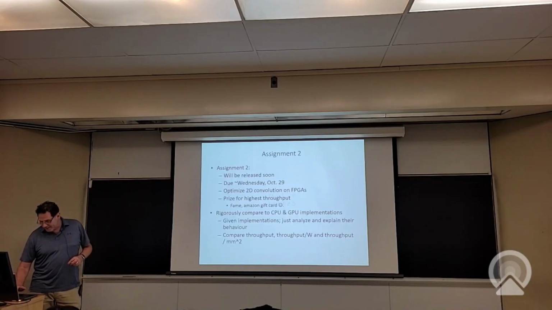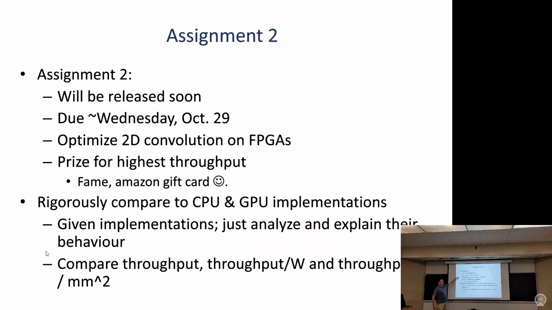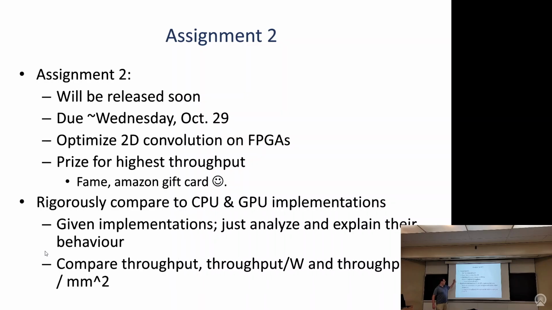Okay. So assignment 2 is going to be released soon, whenever I have fully verified everything. It'll be due basically 3 weeks from when I release it, so I'm hoping to release it tomorrow or Thursday. I'm going to talk a little bit about what it is. You're going to optimize two-dimensional convolution on FPGAs. It's going to be a bit like assignment 1. You'll use the same tools. It's a somewhat more complicated computation where there's a little more room for how you organize it.